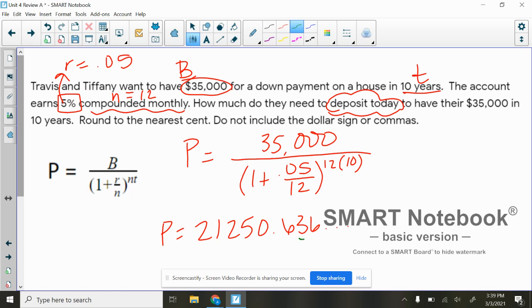We are going to round that at two places. And since this third number is a 6, we are going to round this up. So the amount that they'll want to deposit today is 21,250.64. That is going to round up and become 64 cents. And that's the final answer.